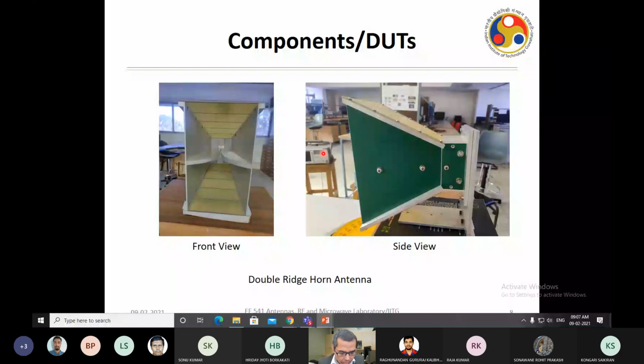This is a double ridge horn antenna. Just like your horn is an extension of rectangular waveguide, double ridge horn antenna is basically an extension of ridge waveguide. The X-band waveguide we have considered in the class usually has 8 to 12 GHz of operation, but ridge waveguide can have very low operating frequency. It can start from 1 GHz also. So ridge waveguide has been extended into double ridge horn antenna, just like you have extended rectangular waveguide to horn antenna, and it works at very low frequency. It can work from say 1 to 18 gigahertz. It has a very broadband operation.